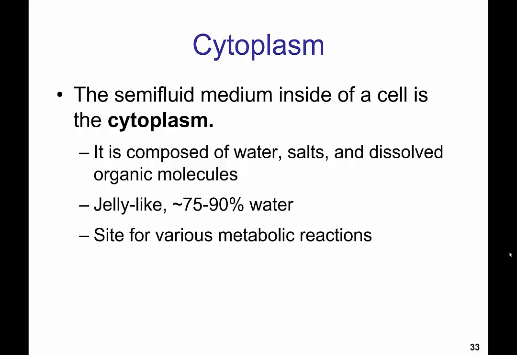Moving inside the cell, the major component we have is the cytoplasm. This is the semi-fluid medium inside the cell. It's composed of a lot of water, salts, and dissolved organic molecules. It's jelly-like. It's about 75 to 90% water. And as we saw from Unit 2, there's a lot of reasons that cells would want a large portion of water due to its polarity and other chemical properties. This is the site for various metabolic reactions.